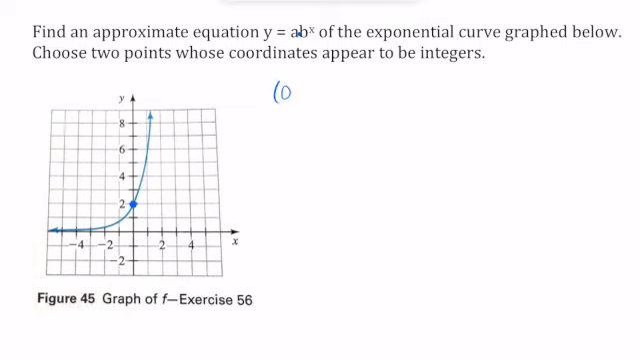y-axis at 0, 2. There also appears to be a point here at 1, 6, like so. So now to find an equation that we're looking for, we're lucky that one of our points here happens to be the y-intercept. When x is 0, y is 2, that tells us that a is 2. So we know our equation is going to be of the form y equals 2 times b to the x.